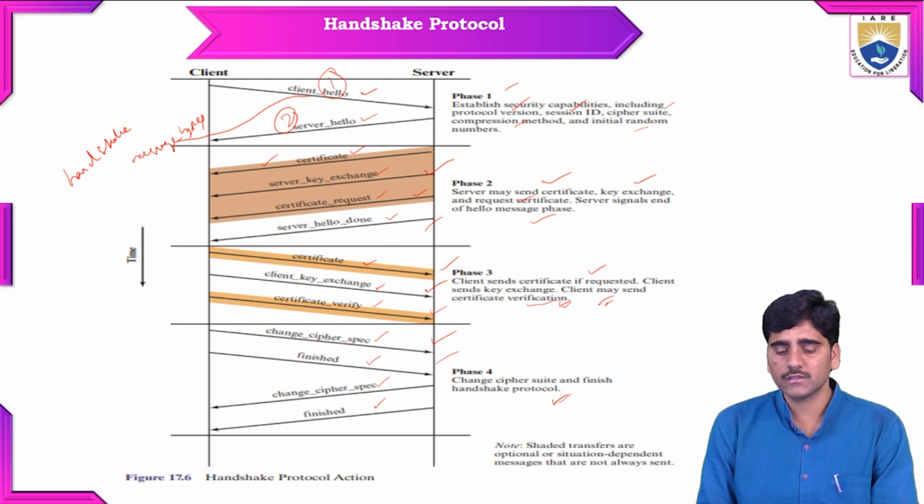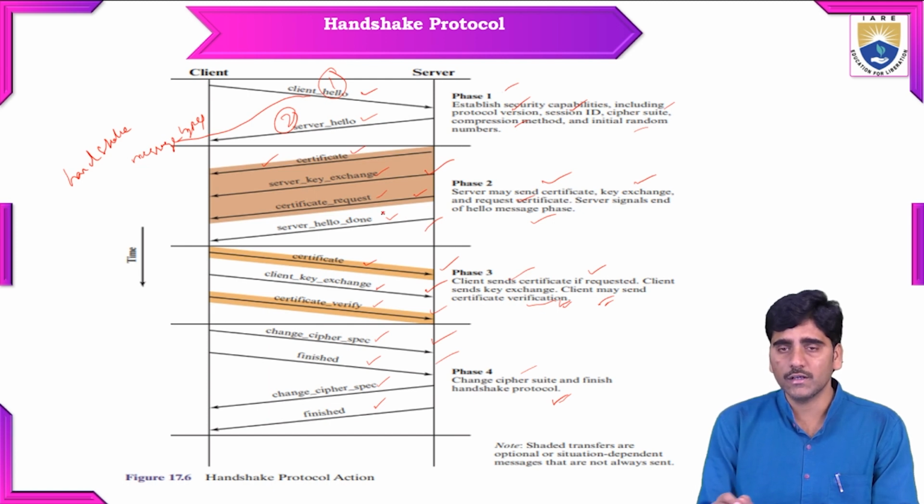And here is how the phases are implemented with the help of message types. The first phase is establishing security capabilities. That includes protocol versions, session IDs, cipher suite, compression methods, and initial random numbers. In the second phase, the server sends certificates, key exchange, requests, and server done. Phase 3: the client sends certificates and validation of the certificate. And the fourth: changing their cipher suites and finishing the handshake protocol.